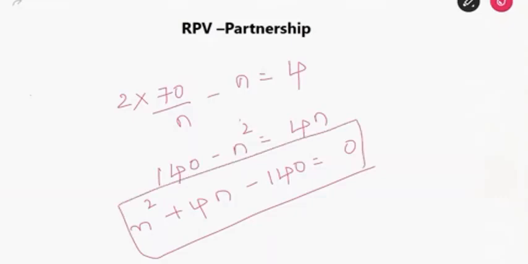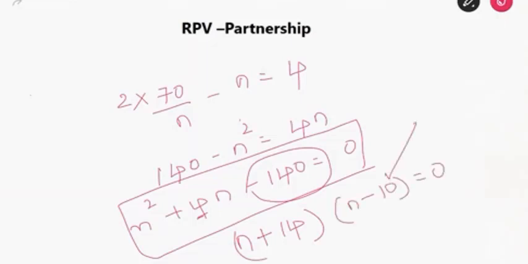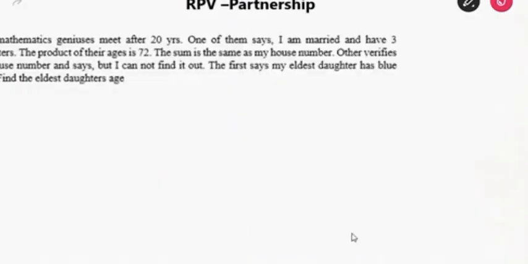See here, 140, if you add this must come to 4. Now 14 into minus 10 will be 140 and 14 minus 10 will be 4. Now the roots will be n plus 14 into n minus 10. Positive will be your answer. So n is equal to 10. So initially how many rows are there? 10 rows are there. See here, we are using many techniques to answer the questions.